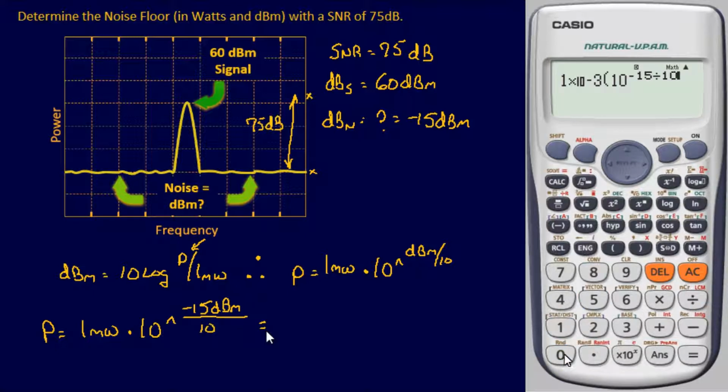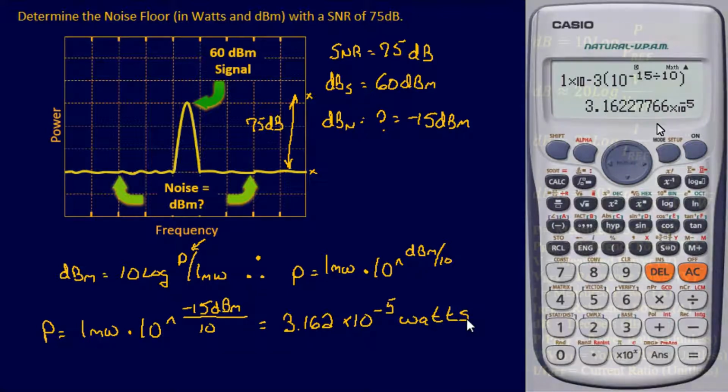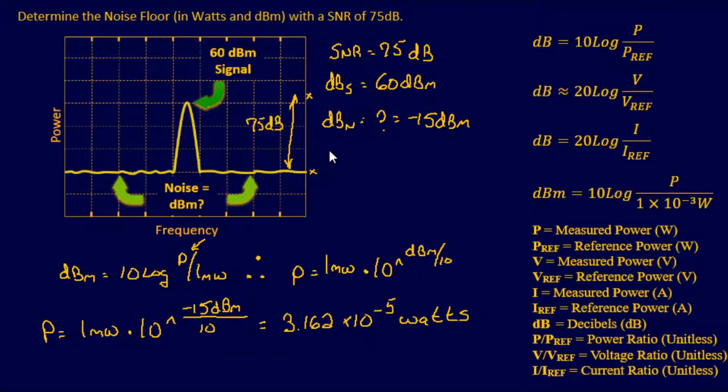Let's plug and chug that in our calculator. It's going to give us a noise power of 3.162 times 10 to negative 5 watts. So right there, you just found your noise power. And I'll just go ahead and put that right there. Power for noise is 3.162 times 10 to negative 5 watts.